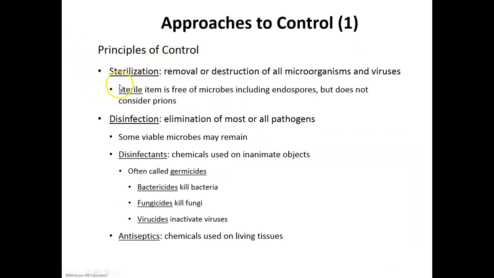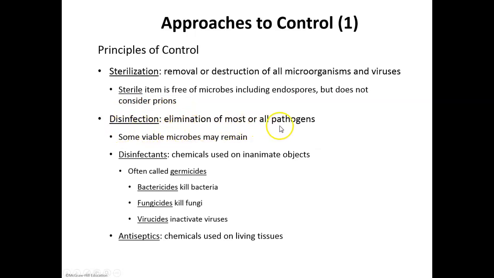So let's look at some of the terms that we have in Chapter 5. Sterilization is the removal of all microbes, so no life, as well as no viruses. If something is sterile, it is considered free of microbes. Even so, because prions are so difficult to inactivate and remove, we can't always say a sterile item is free of prions.